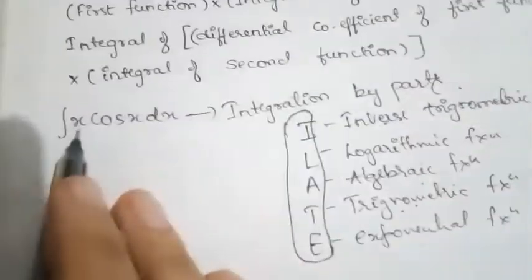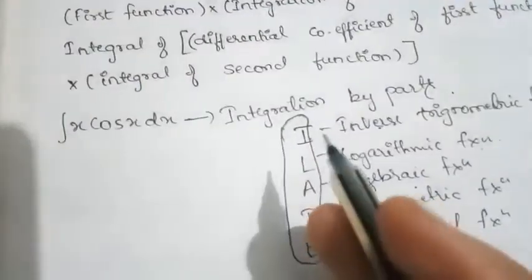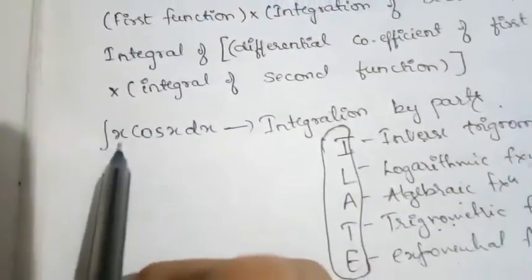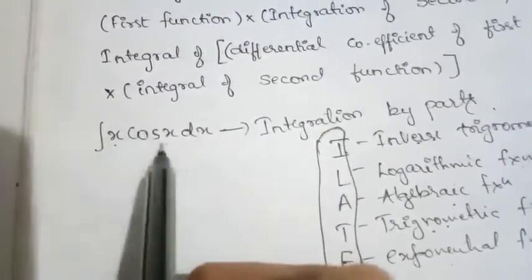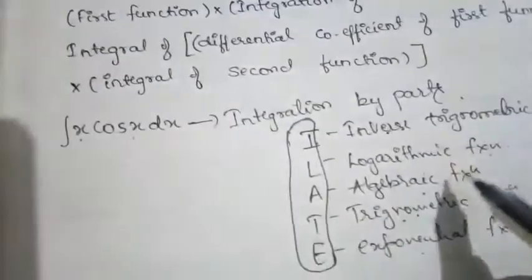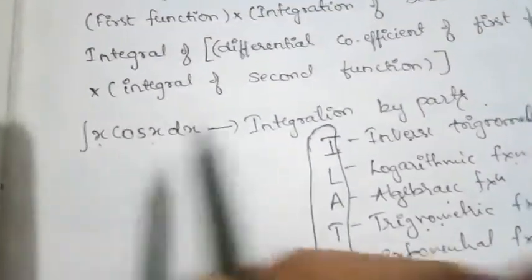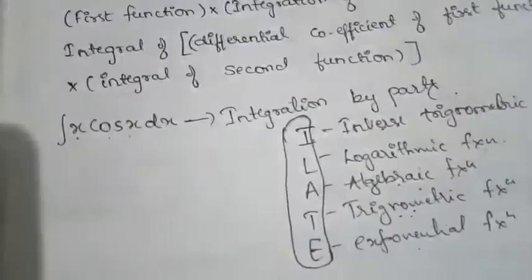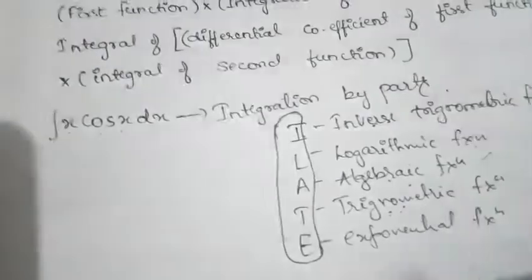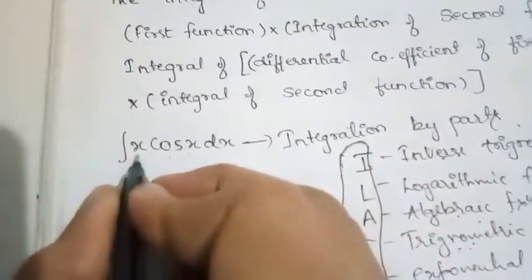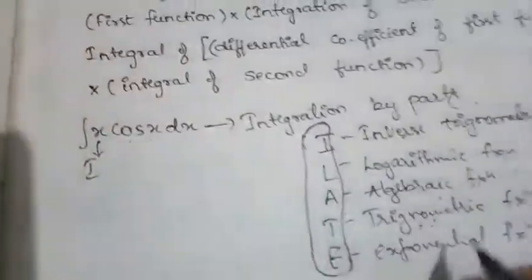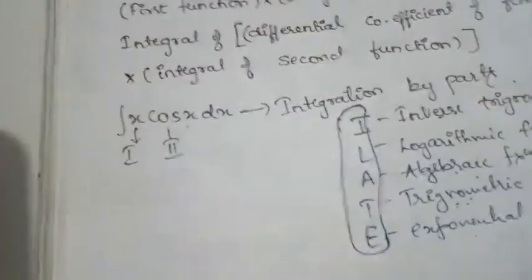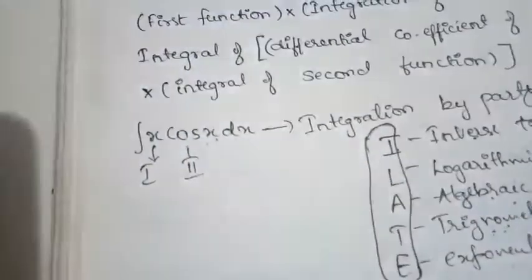So whenever we consider which one is the first function and which one is the second function, we are going to follow this ILATE rule. Clearly here we have x and cos x, both different functions. x is an algebraic function, cos x is a trigonometric function. Which comes first? Algebraic function comes first. So I am taking x as the first function, then comes trigonometric, so I am considering cos x as the second function.